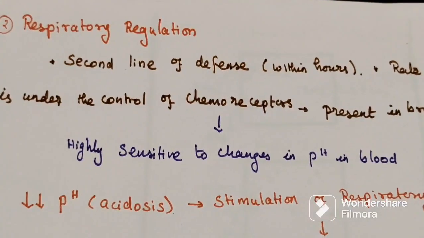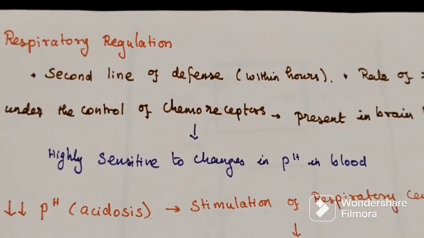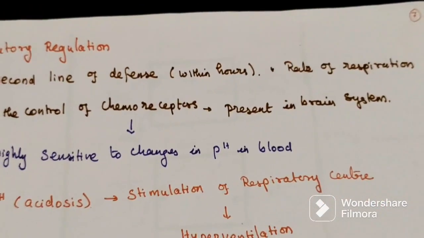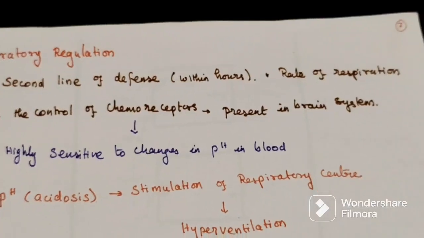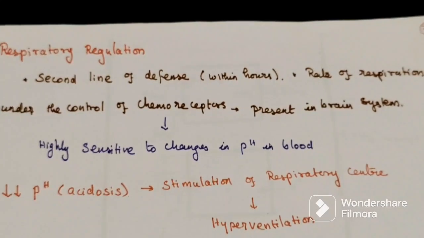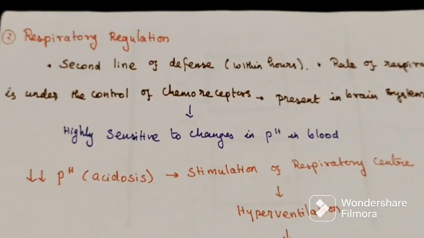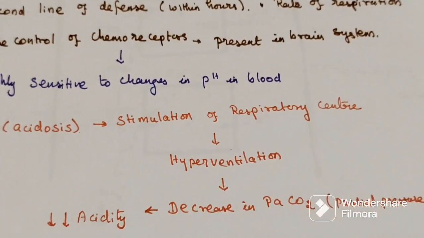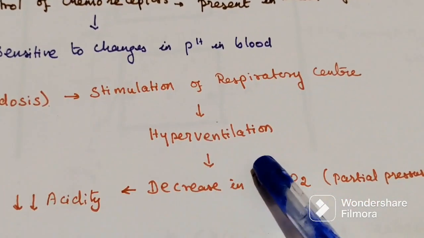Now we are going to see respiratory regulation. This is the second line of defense. Our rate of respiration is under the control of chemoreceptors, which are present in our brain stem. These chemoreceptors are highly sensitive to changes in the pH of blood. When there is a fall in pH, acidosis, it stimulates the respiratory center. The stimulation of the respiratory center is called hyperventilation.